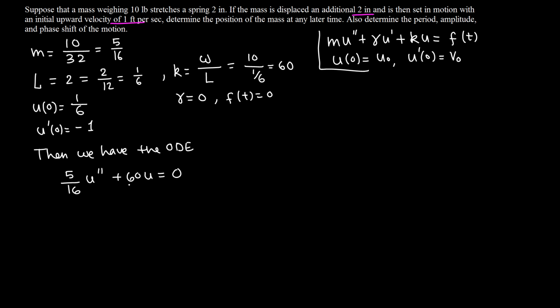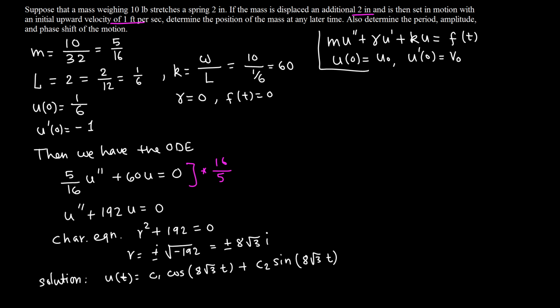Let's solve this differential equation. 5/16, let me simplify this, and this is a second order linear constant coefficient equation. We find the characteristic equation, and from there we write down the solution. Okay, let's find the characteristic equation. We can simplify this ordinary differential equation, multiply by 16/5 just to make it 1, and this is the characteristic equation. Solve for r, we get these two roots. Then the solution is u of t equals c1 cosine 8√3 t plus c2 sine 8√3 t.